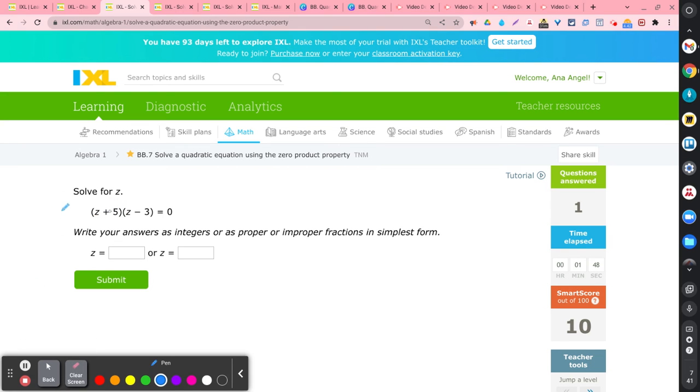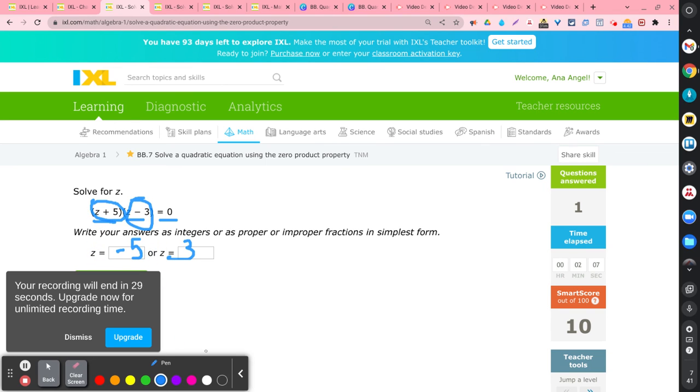Okay. Why did we make that equal to 0? Because it's saying that something times something is equal to 0. That means that either this whole expression is 0 or this whole expression is equal to 0. That means that z is either -5 or z is equal to +3.